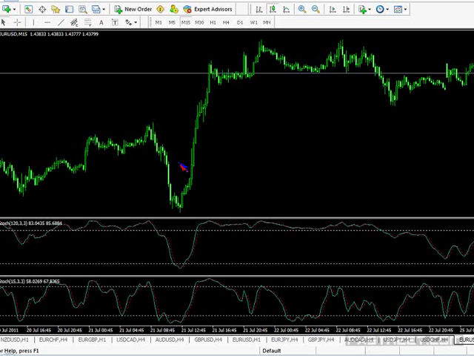Also, let's find a starting point. Sorry, I will change the color. Black, red. Okay, there we are.